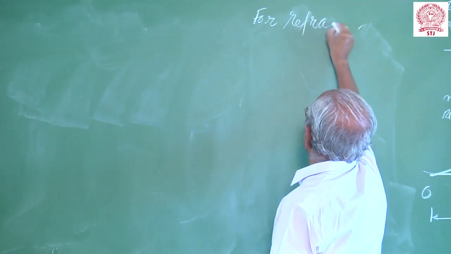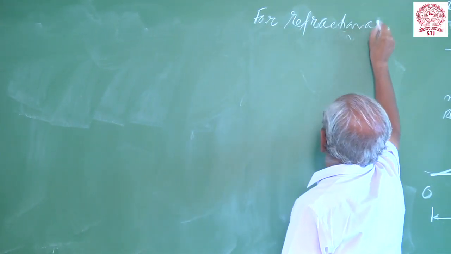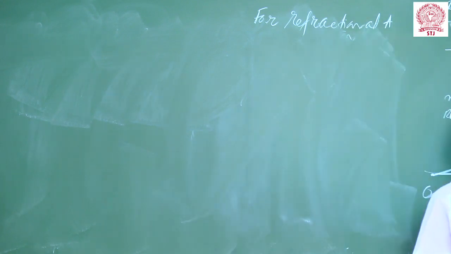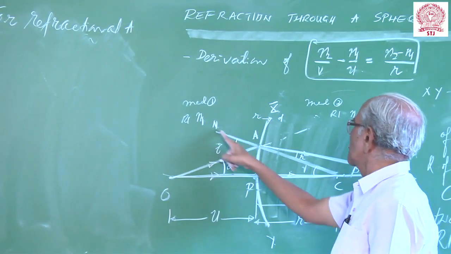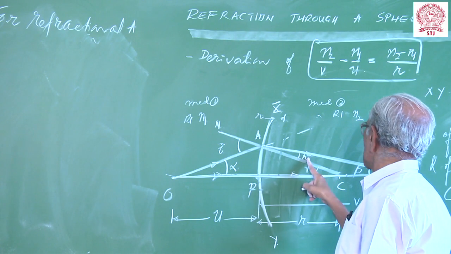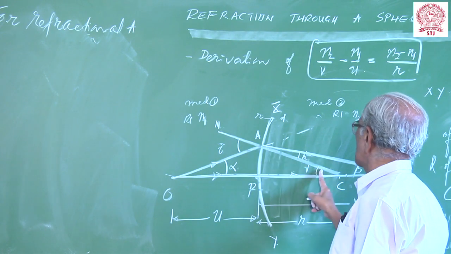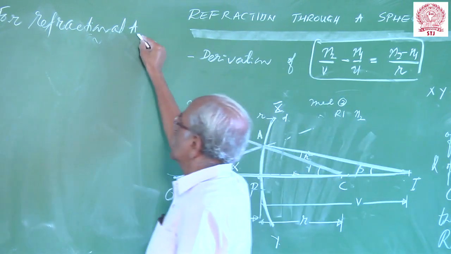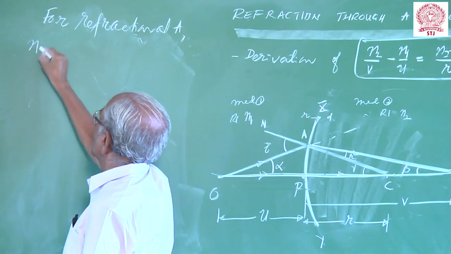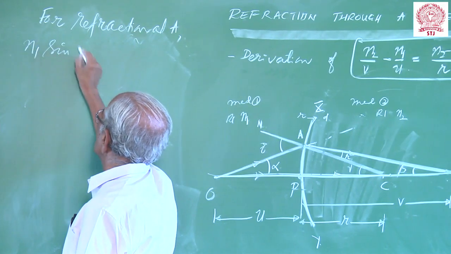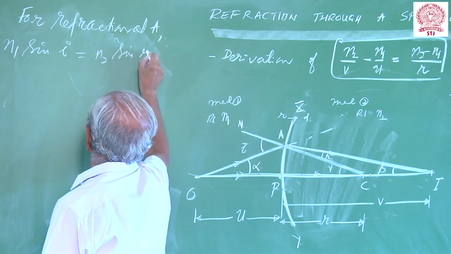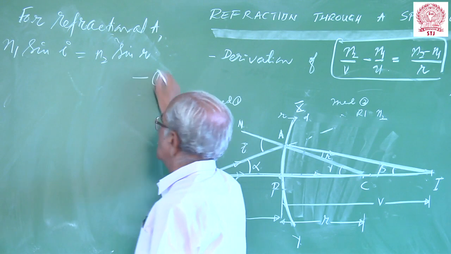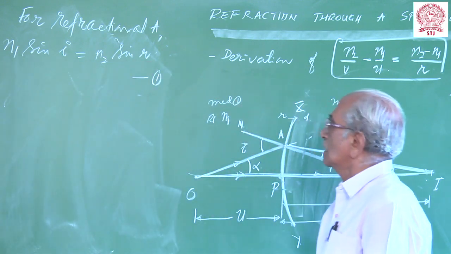For refraction at A, I apply Snell's law. Observe the angle of incidence i made by the incident ray with the normal, and the angle of refraction r made by the refracted ray with the normal. Then N1 sin i is equal to N2 sin r. I'll call this equation 1. This is Snell's law.